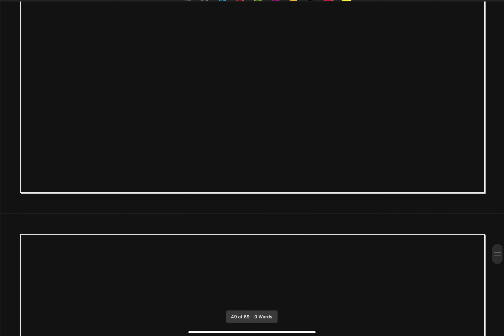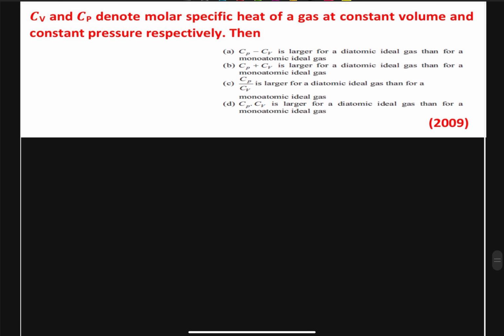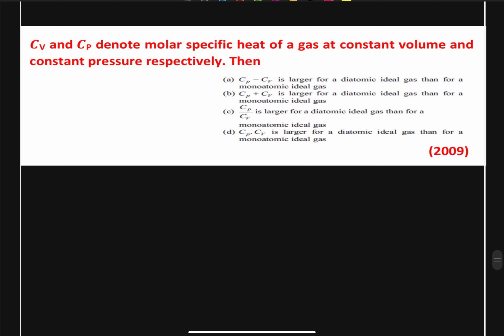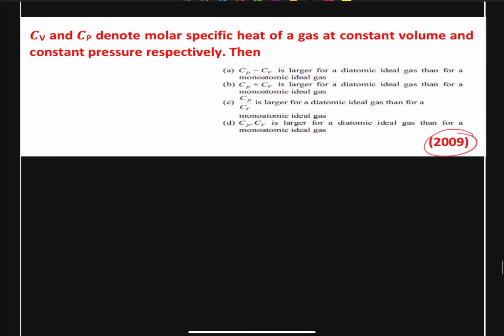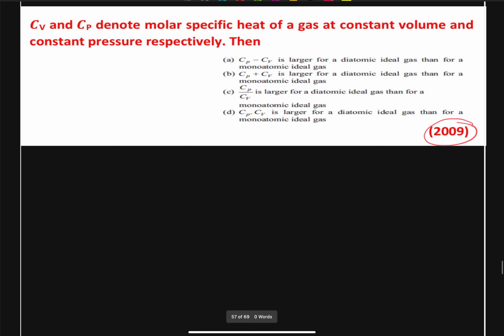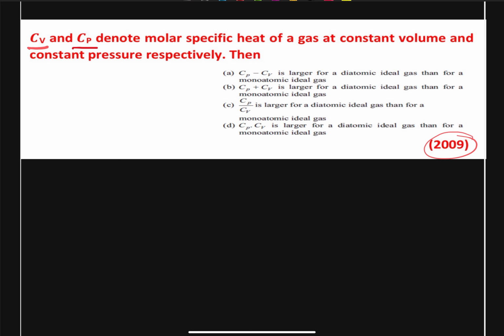Next question. It states that it was also asked in the year 2009, and it states that C V and C P denote molar specific heat of gas at constant volume and constant pressure respectively. Then we have to find out the various combinations of their subtraction, addition, division and multiplication for diatomic, and make a comparison between diatomic and monatomic.